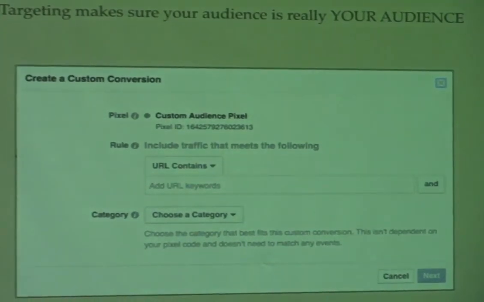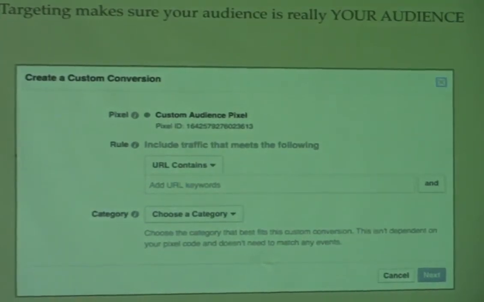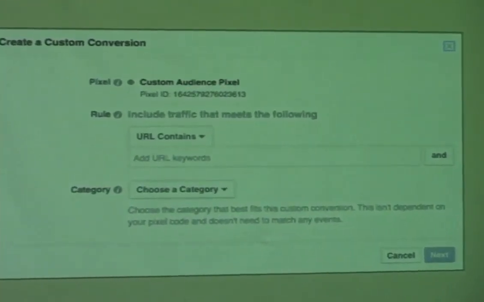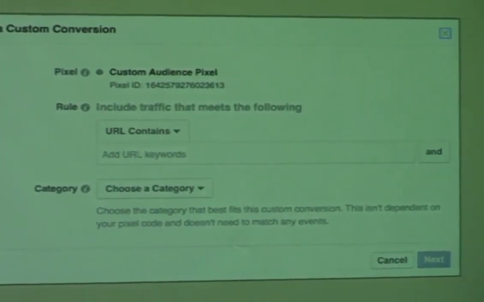It only lasts as long as you're running, however long. While you're paying for the ad. While you're paying for the ad, yes. Okay, and I think that's it.